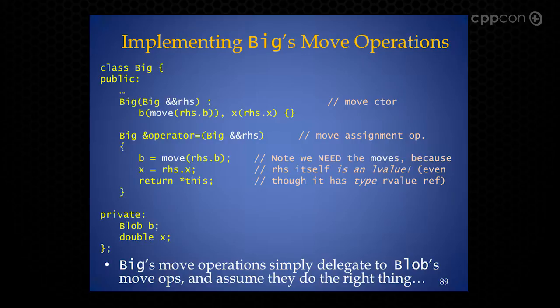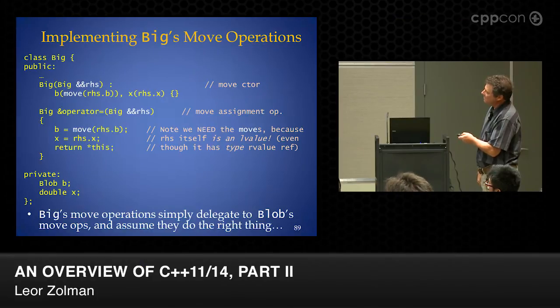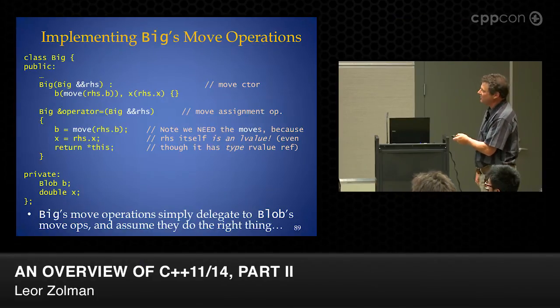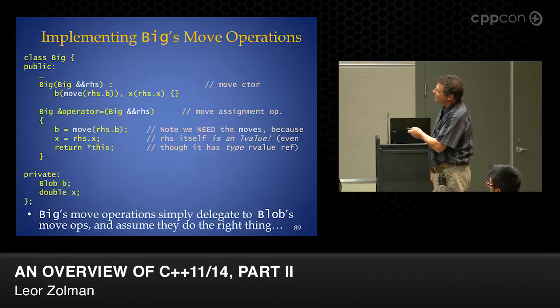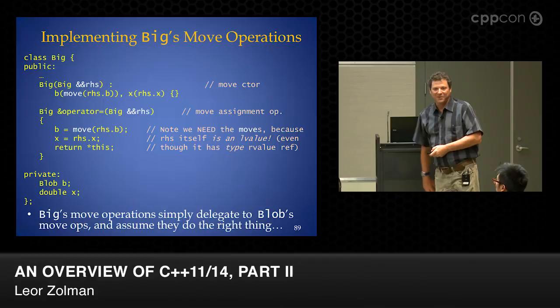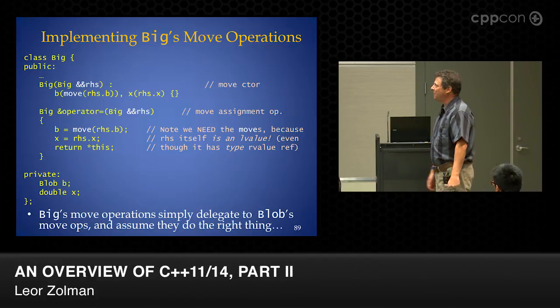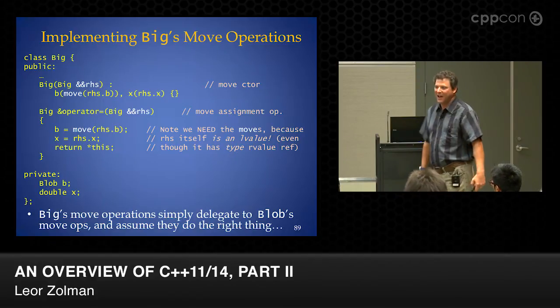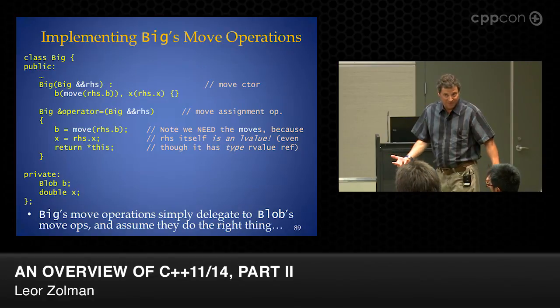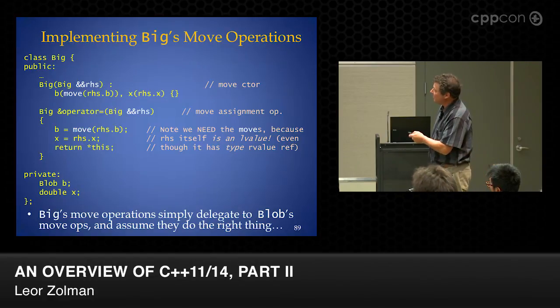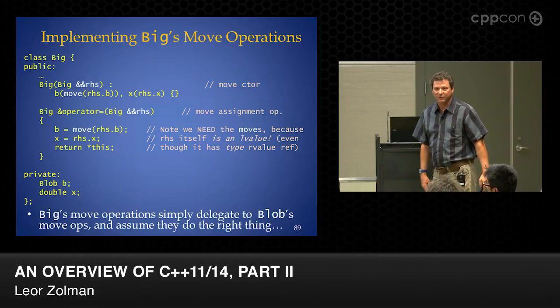So here is the implementation of big's move construction and move assignment. For move construction, it simply takes the value of RHS.B, and it applies move to it, and then constructs its own B from it. That's going to do a move construction for B. For the double, we don't bother, because it's a double. You can't move a double any faster by moving it than you can by copying it. Make sense? So you could put move here. It would be a no-op. It would basically have no effect on the code.